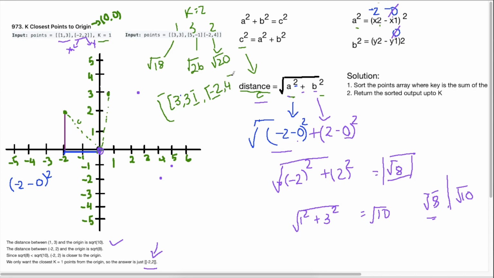Okay, so I hope this is clear. All we're doing is sorting the points based on the distances, and then we just chop off and return the part of the list that the answer is looking for. So in this case, k is 2, so we return these two positions. Awesome. If all of this makes sense, let's go ahead and dive into the code.